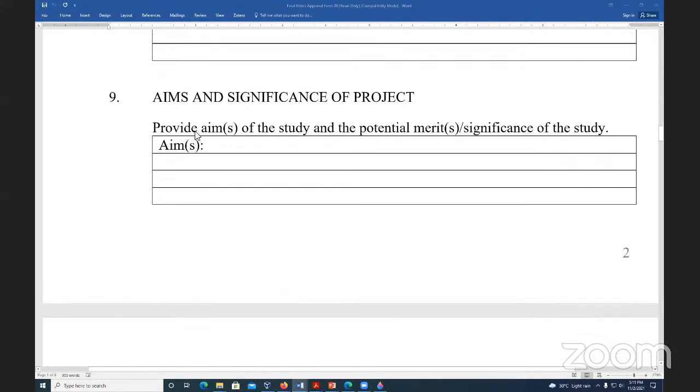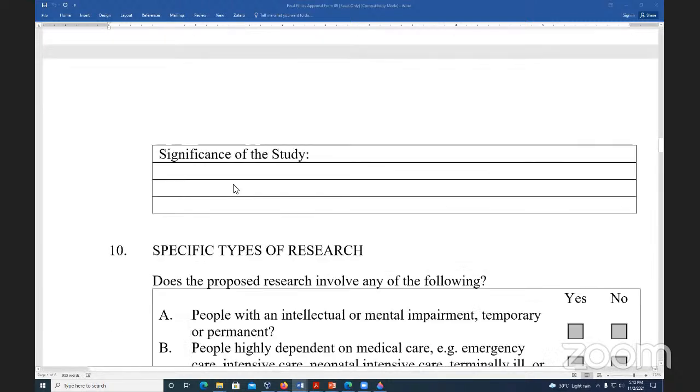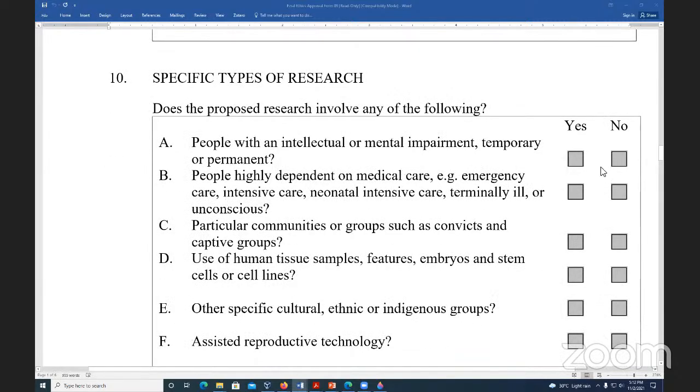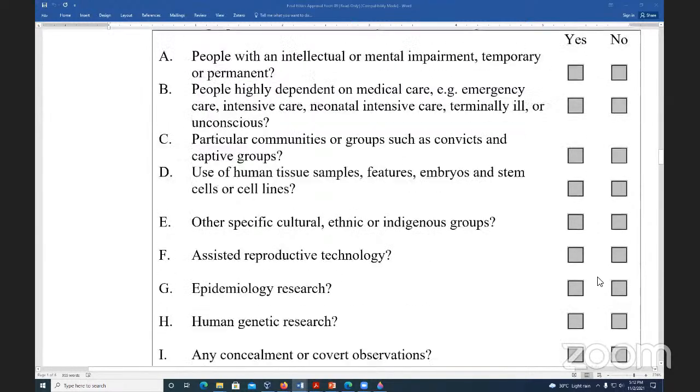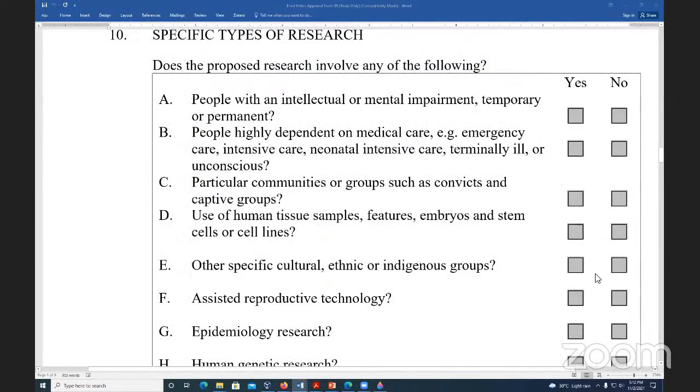And then you remember in the projects that we did, we all had a purpose. Purpose is the same as the aim, so you put the aim as the purpose. And the significance you wrote about. So that's it so far. Let me go through this a little bit slower than I did last time.